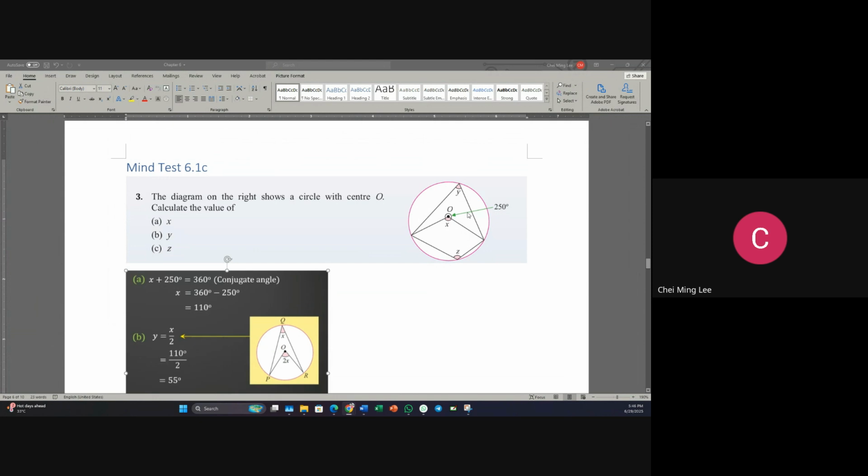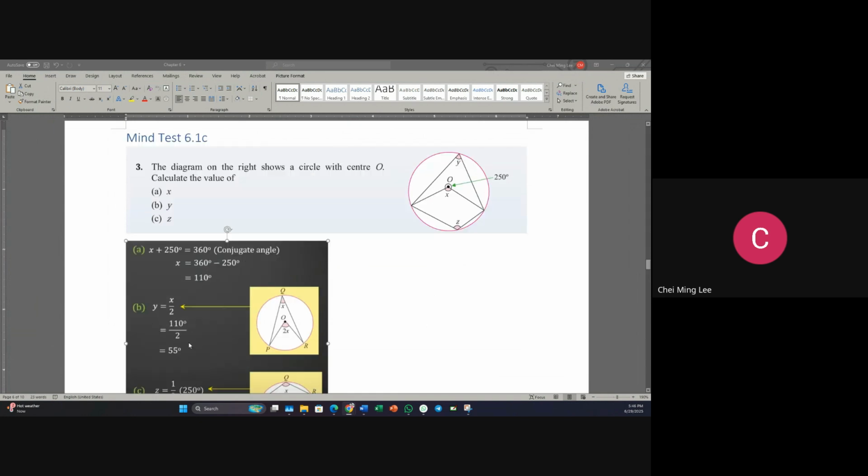So x plus 250, you get 360 degrees. And we call this a conjugate angle. It means that two angles combined form a full circle. And this one moves here, x will be equal to 110. Then we try to take y. So y is equal to, this one is 2x, this one is x. So now we will use y is equal to x over 2 by using this theory. So 110 divided by 2, you get 55 degrees.